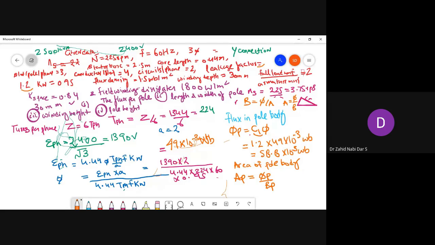Average flux density, here somewhere I had written it. Yes, here. So I take this 58.8 into 10 power minus 3 divided by 1.5, and I get the area of the pole body. The area of the pole body happens to be 39.2 into 10 power minus 3. Weber gets cancelled, since this is Weber per meter square, so the area is in meter square: 39.2 into 10 power minus 3 meter square.